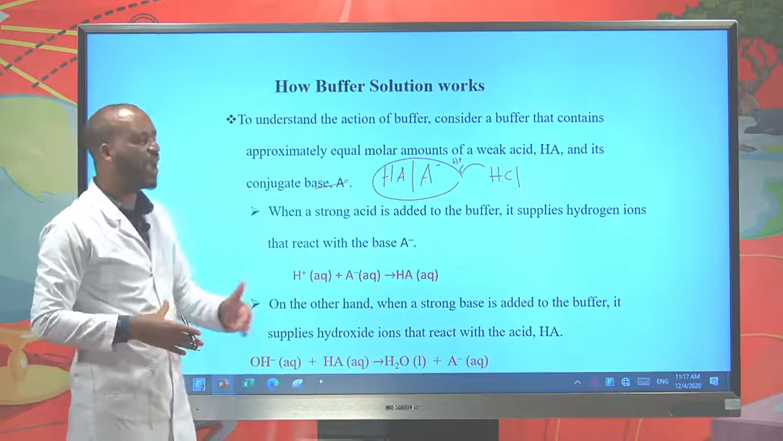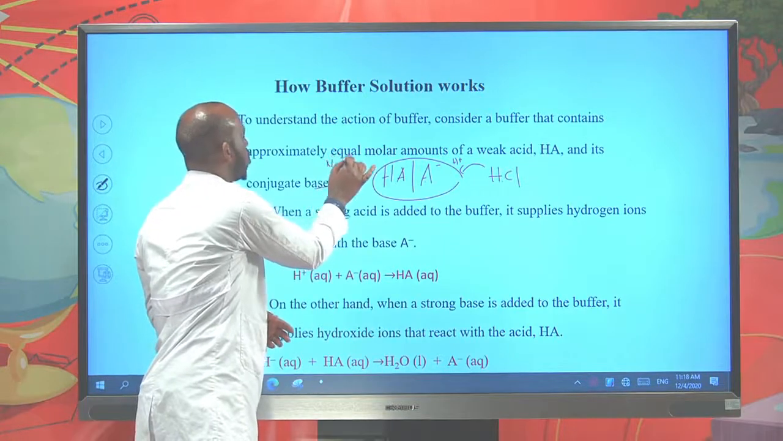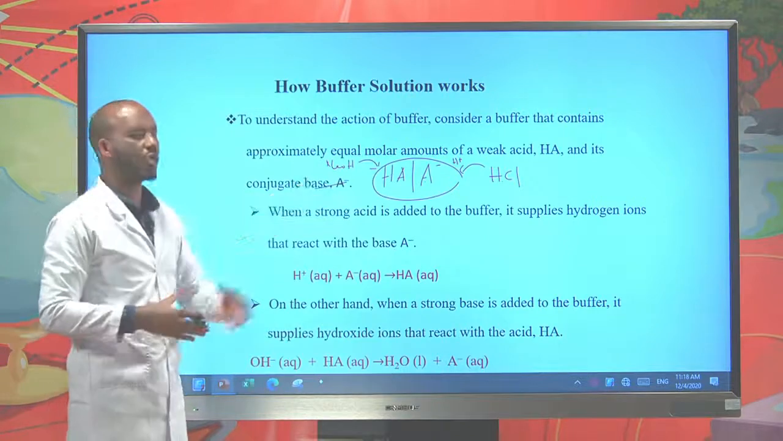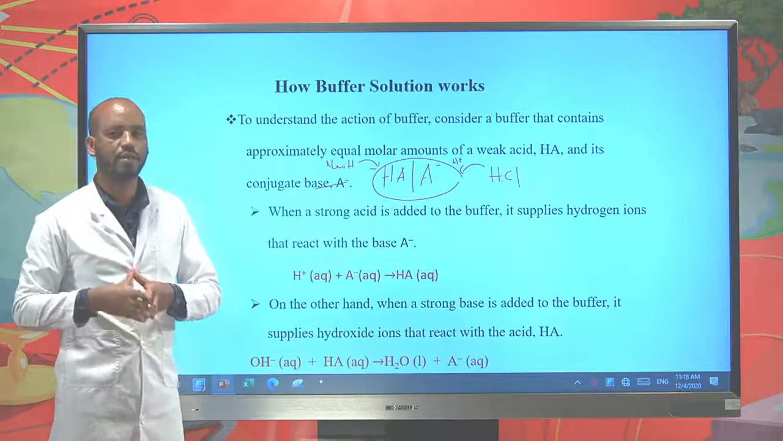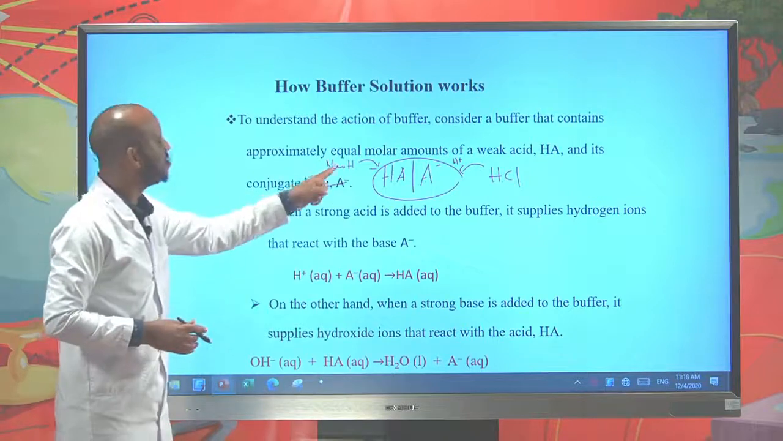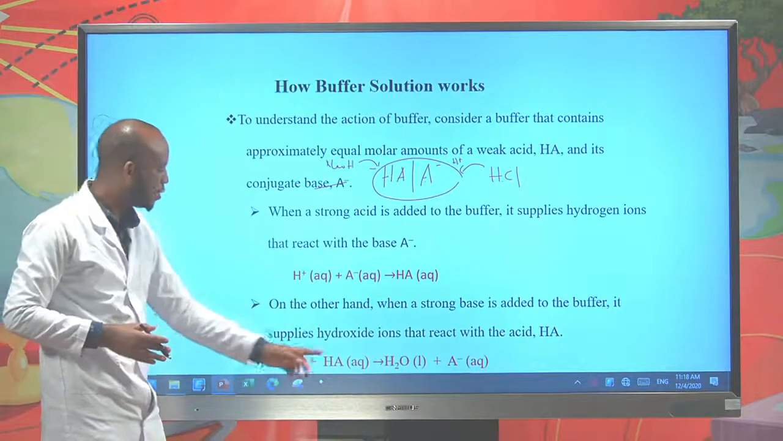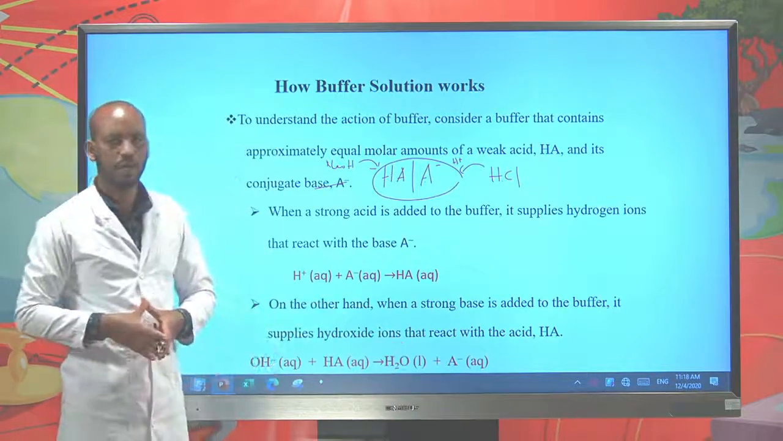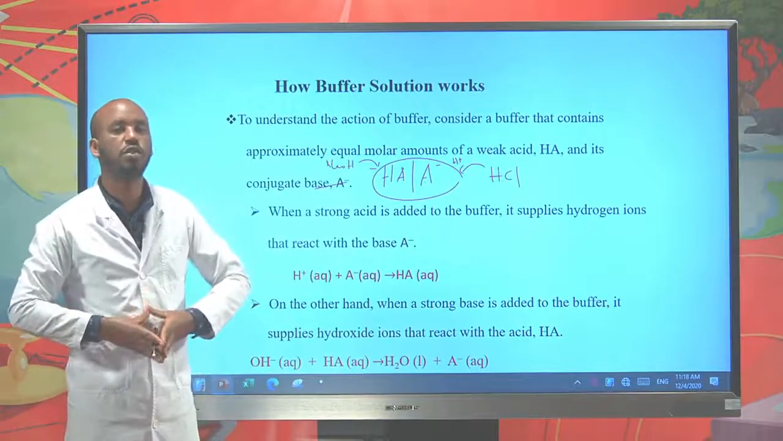On the other hand, when a strong base such as sodium hydroxide is added to this buffer solution, the added sodium hydroxide supplies OH minus. Sodium plus is the spectator ion and has no effect on the pH of the solution. Therefore, the added base reacts with the acid. OH minus reacts with HA to form water and A minus. Through this process, the buffer solution resists change in pH.